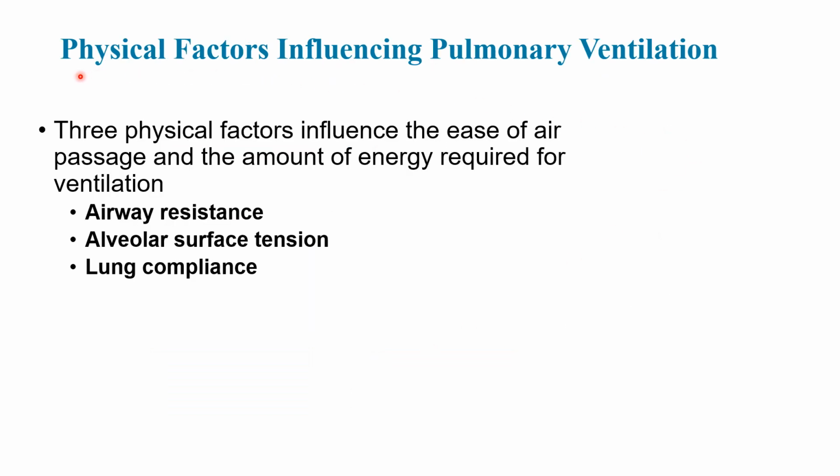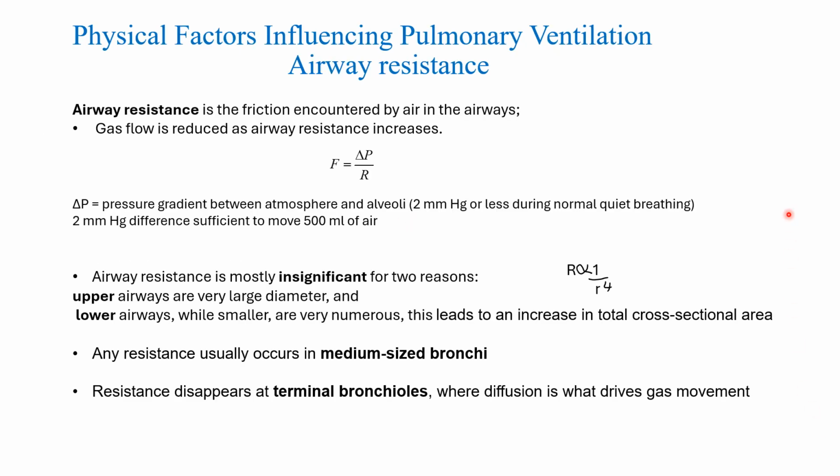Okay, now let's see what are the factors which influence pulmonary ventilation or breathing. There are three factors which can influence: airway resistance, alveolar surface tension, and lung compliance. Let's go over them one by one. The first factor is airway resistance. What is airway resistance? Airway resistance is the friction encountered by air in the airways, and this is how we calculate the gas flow.